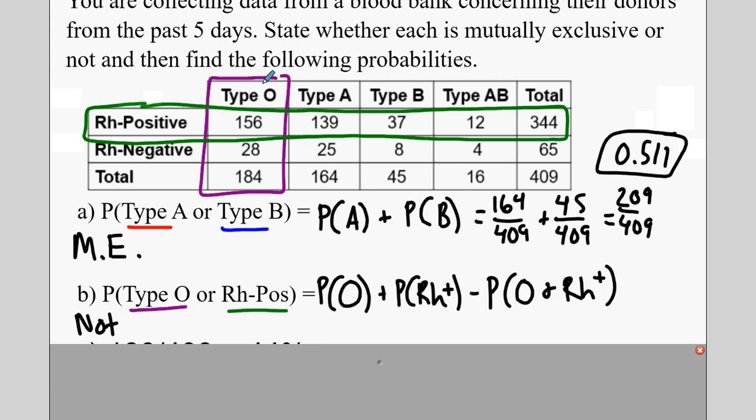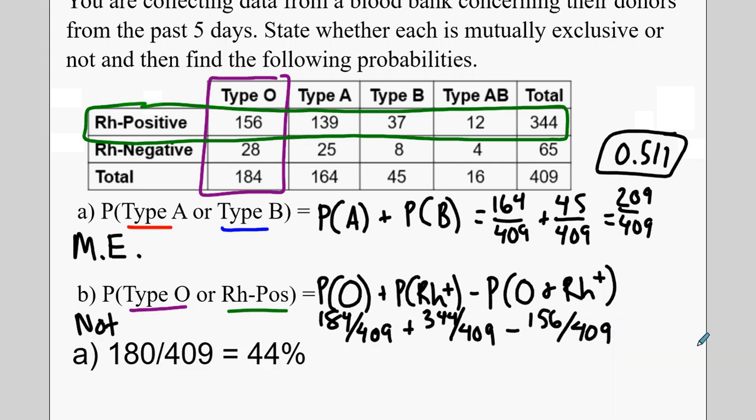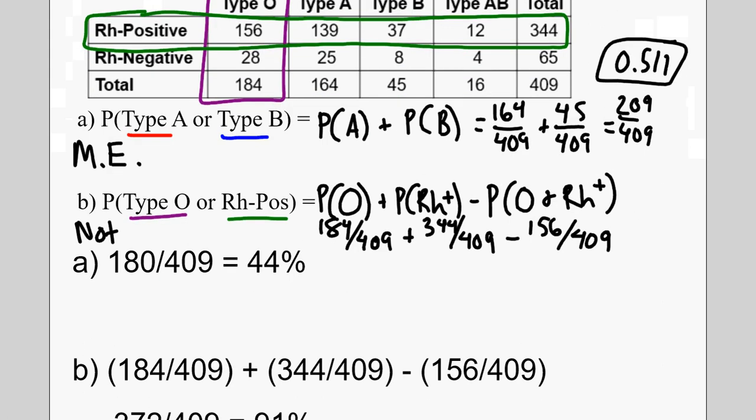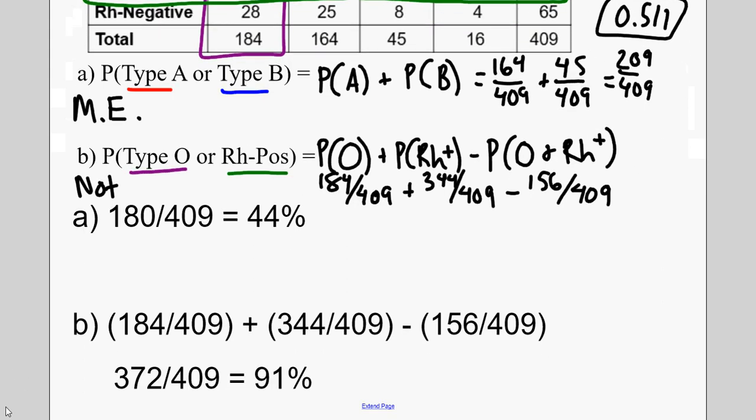Likelihood somebody's type O, there's 184 out of 409, so 184 out of 409 plus Rh positive, there's 344 out of 409. If you add those together, you're going to see that's bigger than 409, so you have to subtract something off. You need to subtract off 156 out of 409. And when you run the whole entire calculation, you're going to get 372 out of 409. That's like 91%.